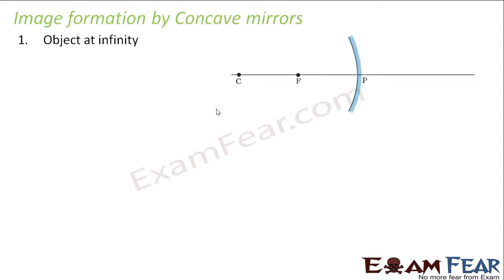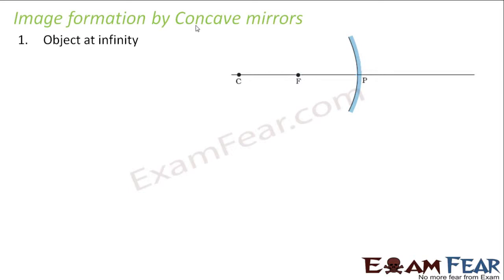So let us consider each of the cases separately, that means each case considering the object at a different location. Let us first consider that the object is located at infinity. Now in this case, the object is at infinity, so we don't know where exactly the object is. It is at a very far off distance. So let us assume that the object is at a very far distance.